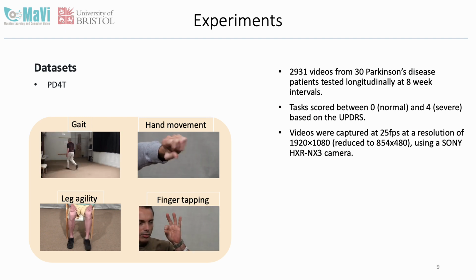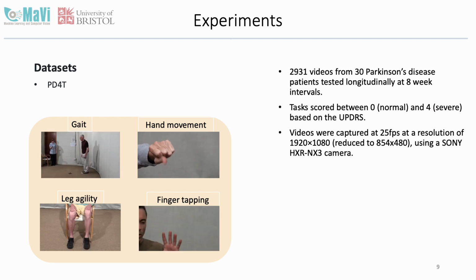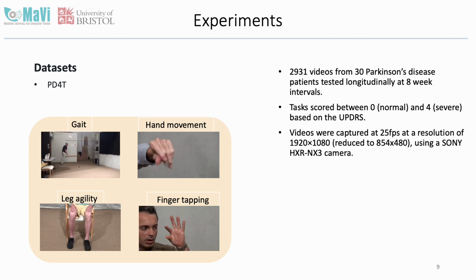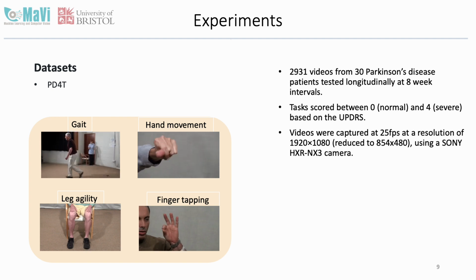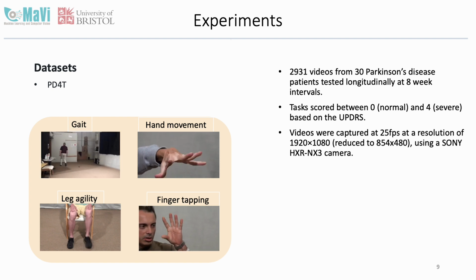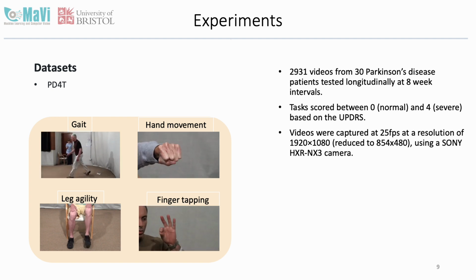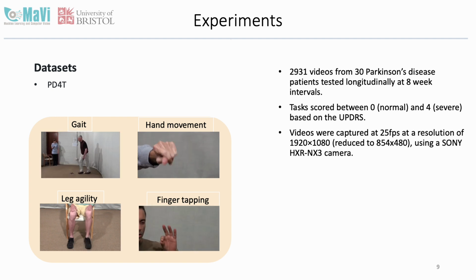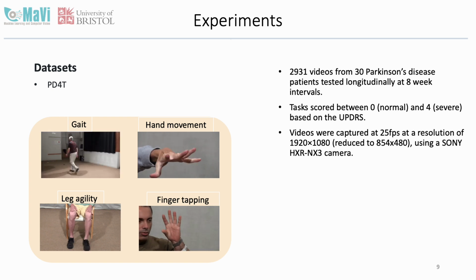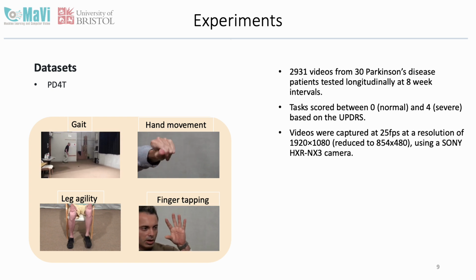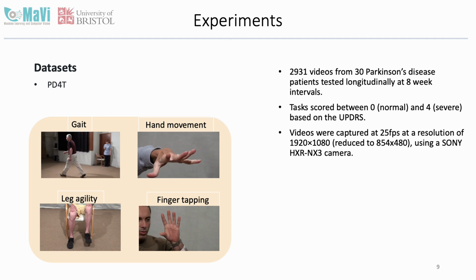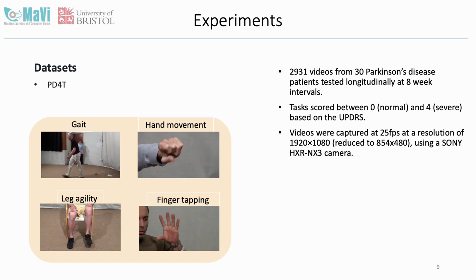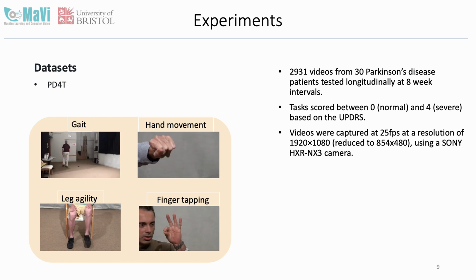Now let's begin our exploration of the experimental setup with our proposed PD40 dataset. This dataset contains 2,931 videos from 30 Parkinson's disease patients. As you can see, this dataset includes a range of tasks such as gait, hand movement, leg agility, and finger tapping, and each task is scored on a scale from 0, which indicates a normal subject, to 4, indicating severe symptoms according to UPDRS standards.